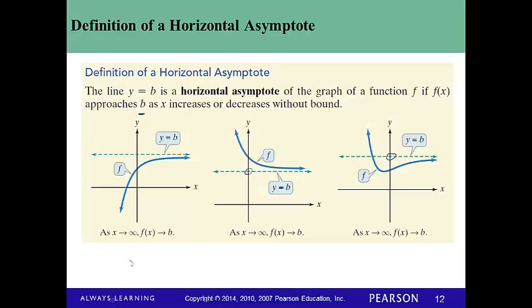Alright, now that we're done talking about vertical asymptotes, let's talk about the horizontal asymptote. The line y equals b is a horizontal asymptote of the graph of a function f if f of x approaches b as x increases or decreases without bound. Basically, you notice that your graph is approaching some line, some value that it'll never cross. That is a horizontal asymptote.